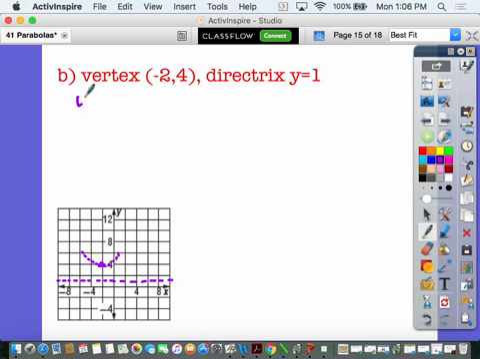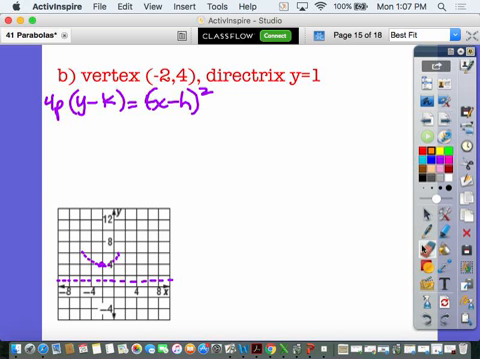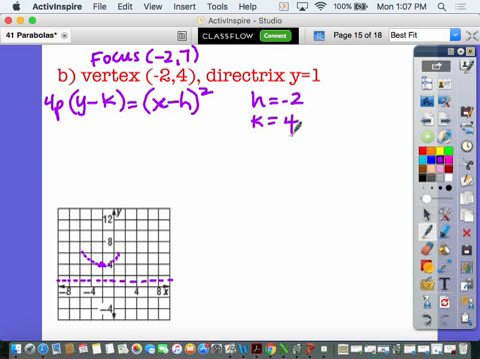And since it opens up, we know that it's going to be in the form of 4p(y minus k) equals (x minus h) squared. And everybody understands how I was able to know that, right? Because when it opens up, the x's have to be squared. The focus is going to be at -2, because the distance between the vertex and the directrix is 3 units. So then you add 3 units to the 4. And if h is -2 and k is 4, and you know the distance between the directrix and the vertex, you know p is 3. So we have our equation yet again. What's 4 times 3? So we have 12(y minus 4) equals (x plus 2) squared.